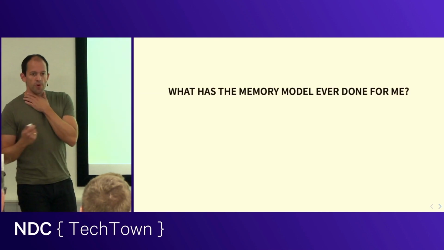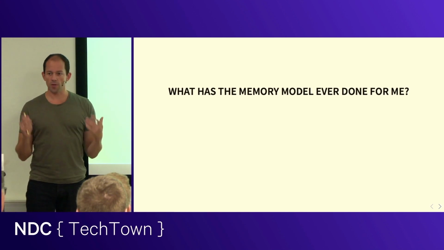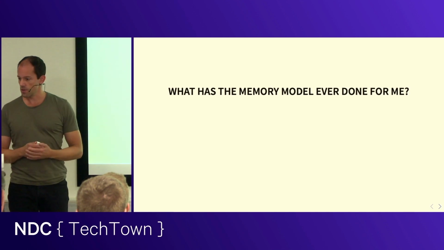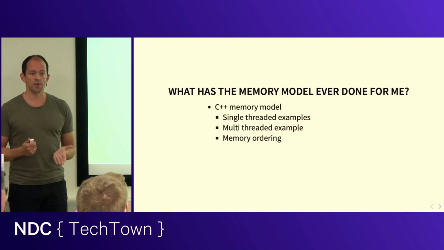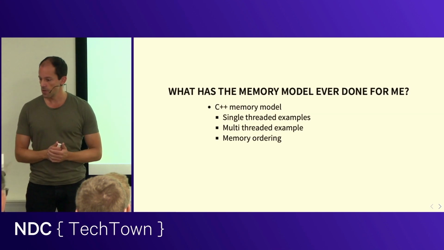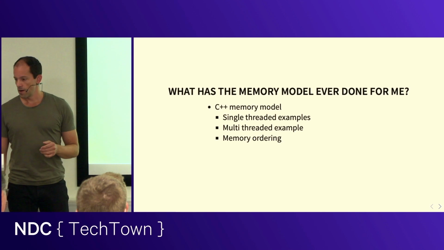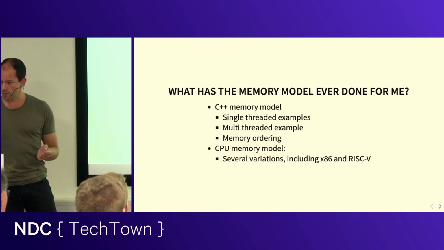Right, so what has the memory model ever done for me? Someone spent a lot of time writing these models, but how do they help me? And that's what we'll cover in this talk, really. Starting with the C++ memory model with some single-threaded examples, a multi-threaded example, and then more formal looking at memory ordering. And then we'll look at the CPU memory models, several variations, including x86 and RISC-V.